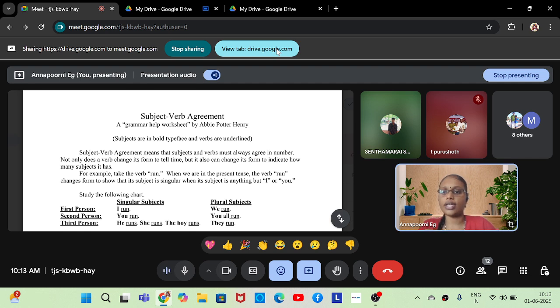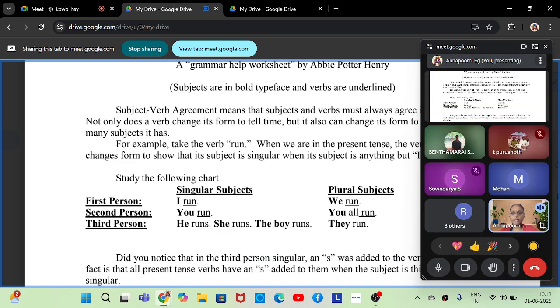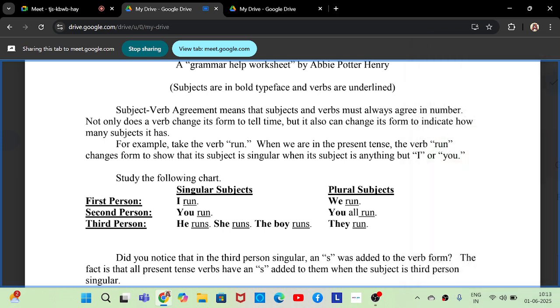Okay, so here we are having one example. See, you can see the table. Actually, there are no columns, but you can see that it is like a table only. First person singular subject is I. First person plural subject is we. Second person singular is you.